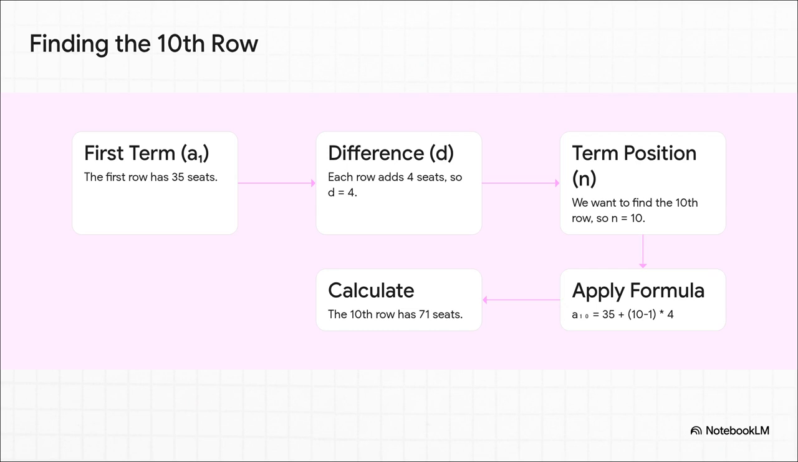Let's put this thing to work with our auditorium example, okay? So the first row has 35 seats. That's our A_1. And we know we add 4 seats per row, so that's our D. Now, let's say we want to find out how many seats are in the 10th row, so n is 10. We just plug those numbers into our formula. A little bit of quick math shows, yep, the 10th row has exactly 71 seats. See? No guesswork needed. That is the power of this formula.